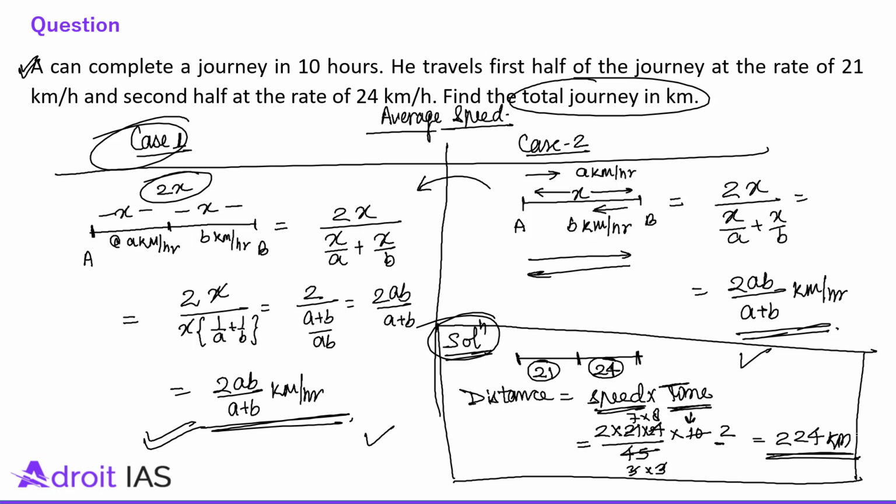So the length of the entire journey would be 224 kilometers, right everyone? So 224 kilometers would be the length of the entire journey. This is the answer.